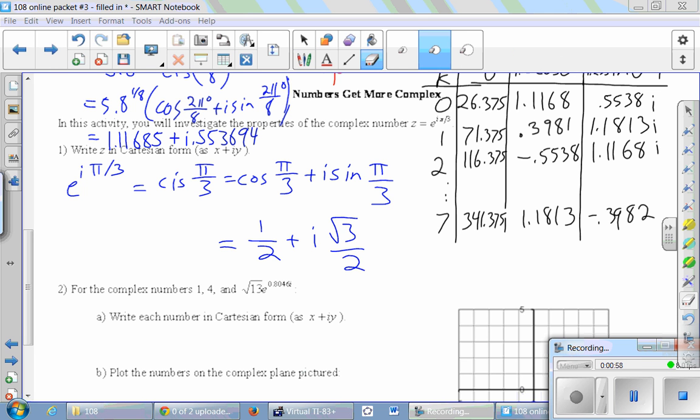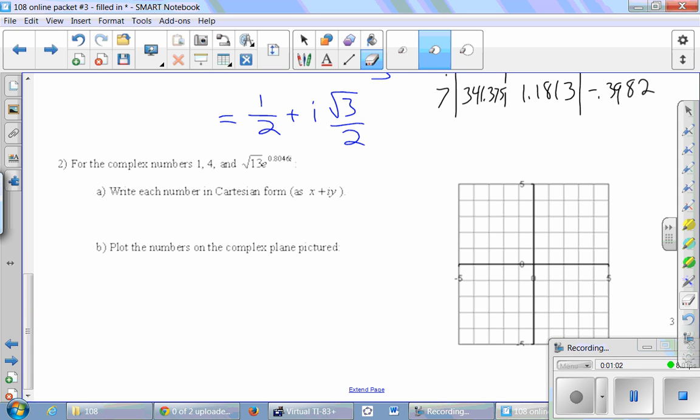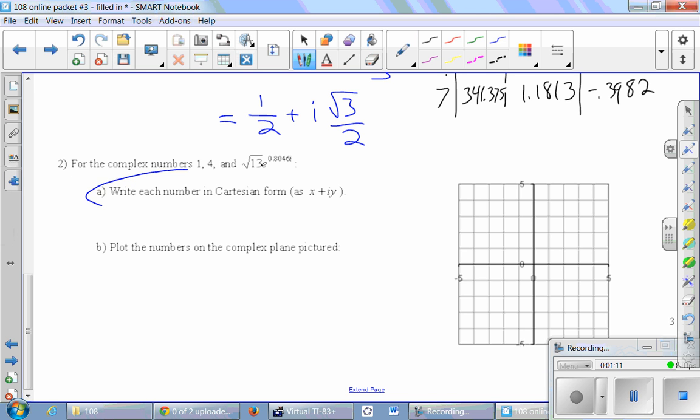2. For the complex numbers 1, 4, and root 13 e to the 0.8046i, write each number in Cartesian form. Okay, so this is the same idea as before. First two are easy. Cartesian form for 1 is just 1 plus i times 0. Cartesian form for 4 is the same thing, 4 plus i times 0. But the last one requires some work.